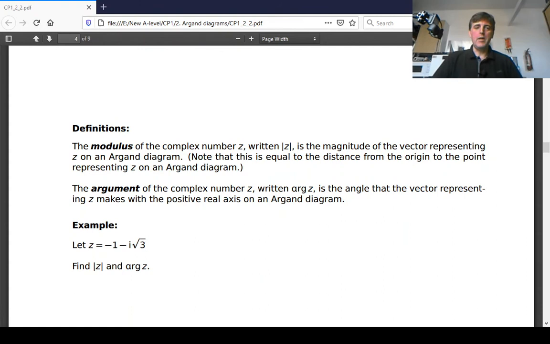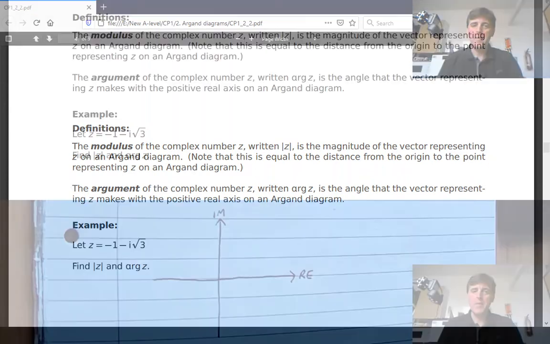Okay, let's have a look at an example where we can do this together. Say we've got the complex number z, which is -1 minus i times root 3. I've written it that way around just to be clear that the i is not under the root sign. Let's make sure that we can find the modulus and the argument of this complex number. So we'll have a look at this one together.